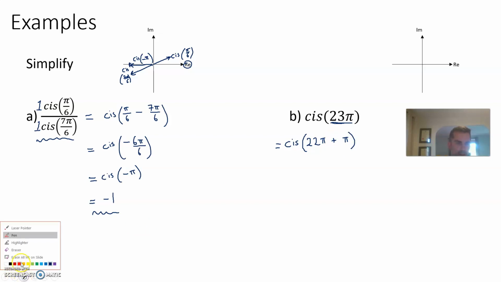Now, this sort of comes down to that last rule there. 22 pi, that's like our 2k pi. In this case, k would be equal to 11. So we're saying 22 lots of pi just takes us around the unit circle 11 times. So we end up back where we started. So really, what we're going to end up at is the same as just the cis of pi.